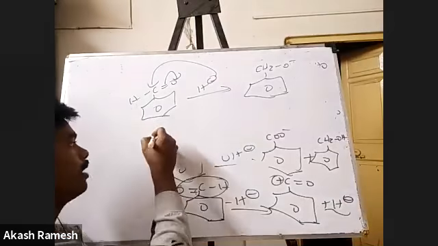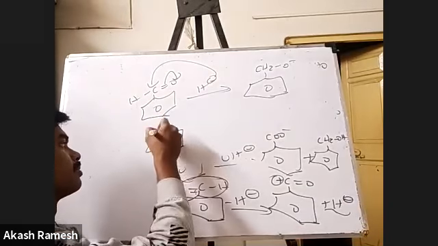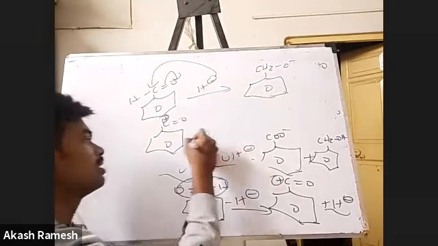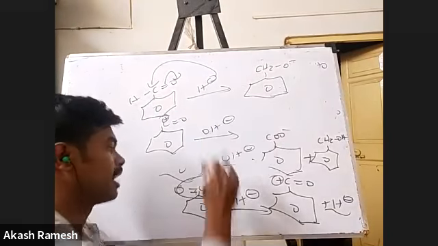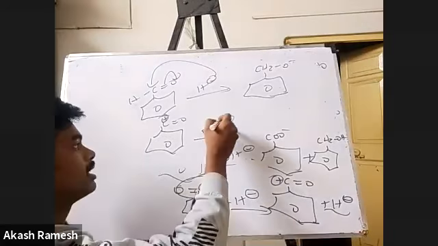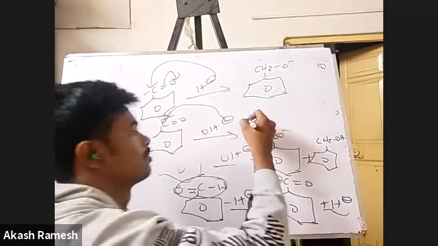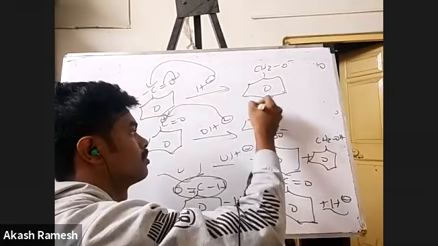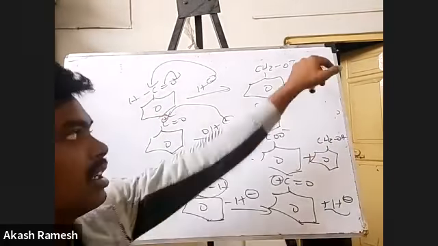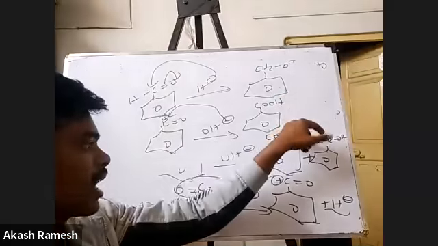Now this one, C double bond O plus. What I'm going to do is I have the OH minus now. This attacks the carbocation. That's it. So you see, this is one product, the second product.